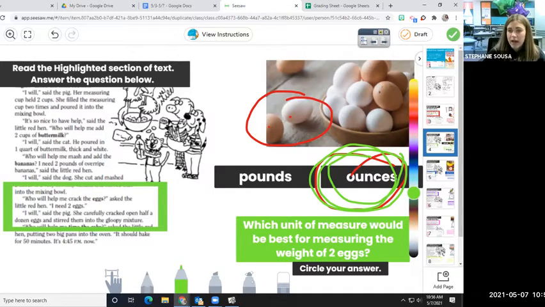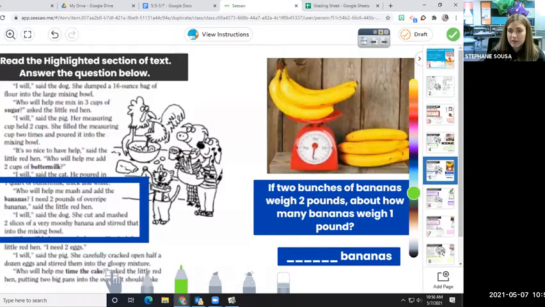Let's take a look at slide 5, please. Okay. Read the highlighted section of text. Answer the question below. You're going to go into a breakout room to answer this question. Okay. If 2 bunches of bananas weigh 2 pounds, about how many bananas weigh 1 pound? That's a hard question to say. If 2 bunches of bananas weigh 2 pounds, about how many bananas weigh 1 pound?